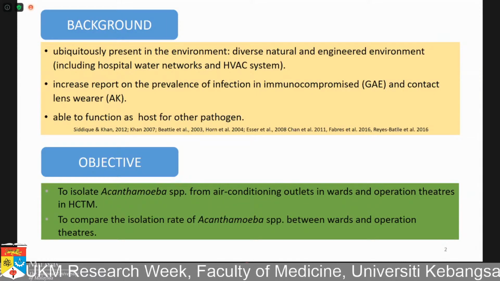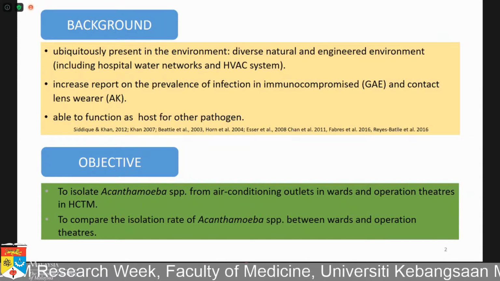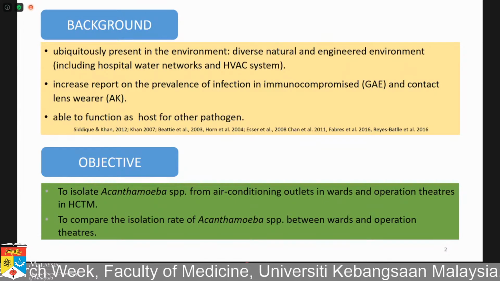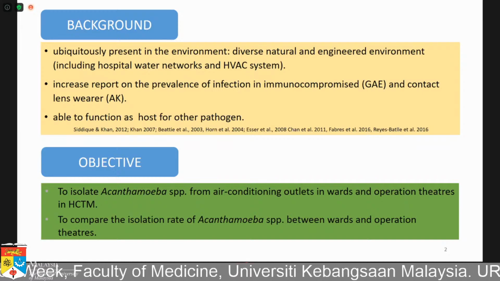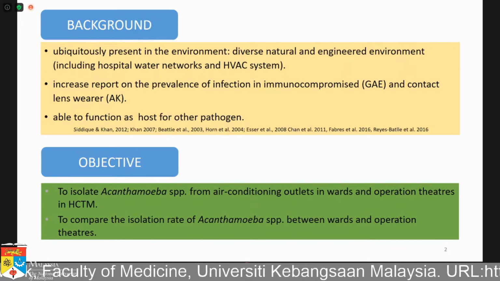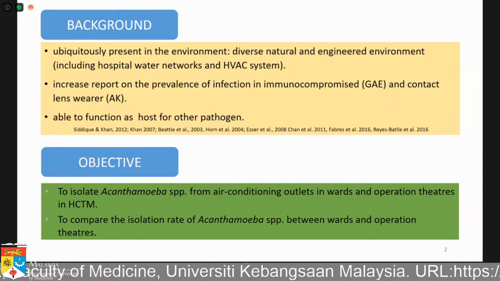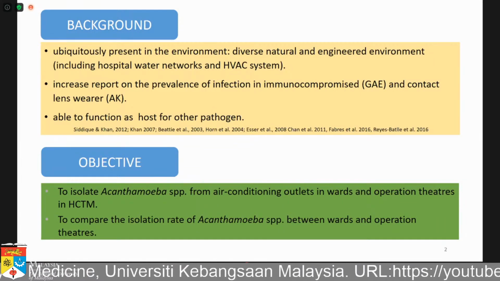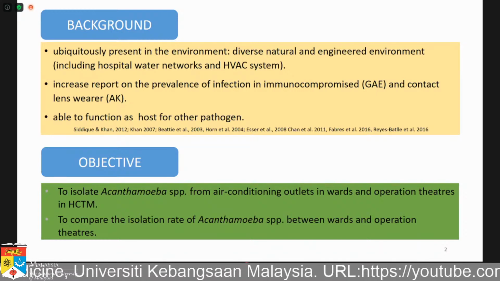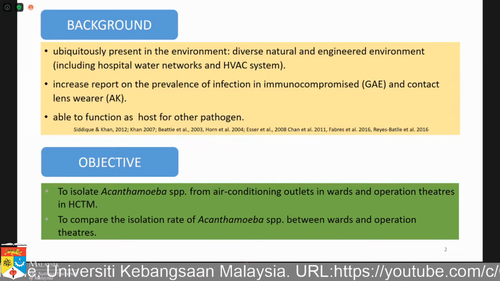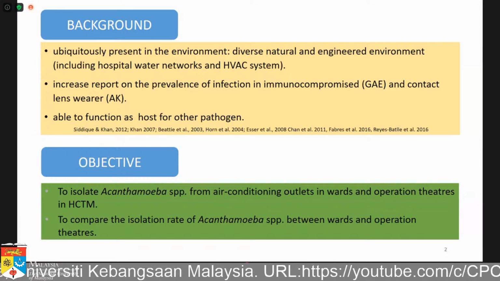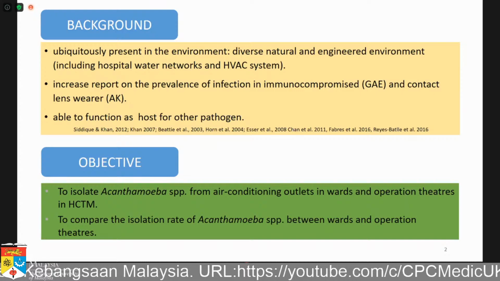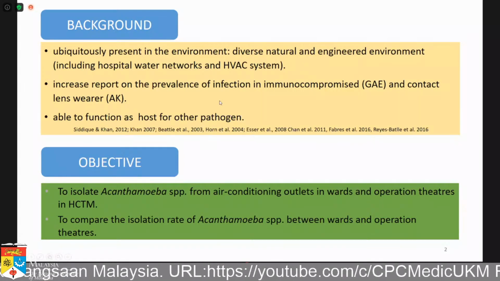And this amoeba is also able to host other pathogens and protect them from harsh environments. This is because the dormancy stage has a thick double-layered wall which is resistant to desiccation and some biocides. So based on these three aspects, we did a very simple study to isolate Acanthamoeba from air conditioning outlets in wards and operating theatres in HCTM, and also to compare the isolation rates between the two locations in order to identify the more infection-prone settings in the hospital.